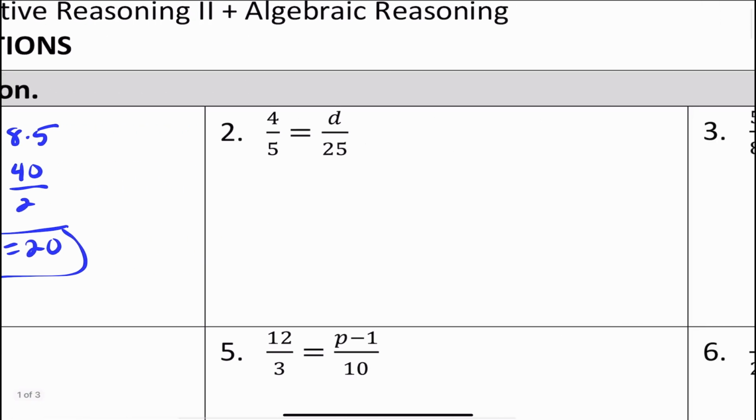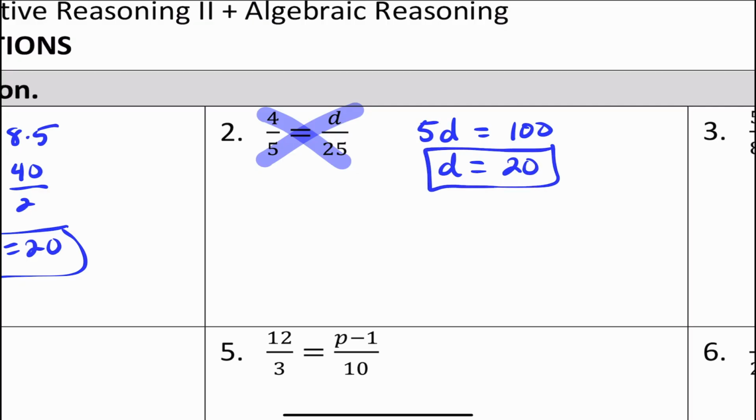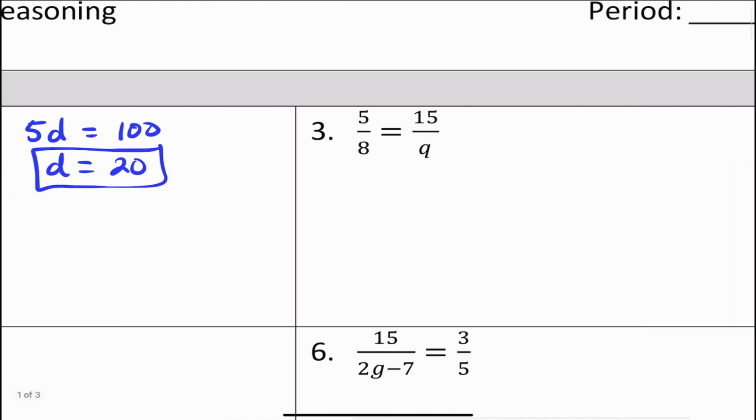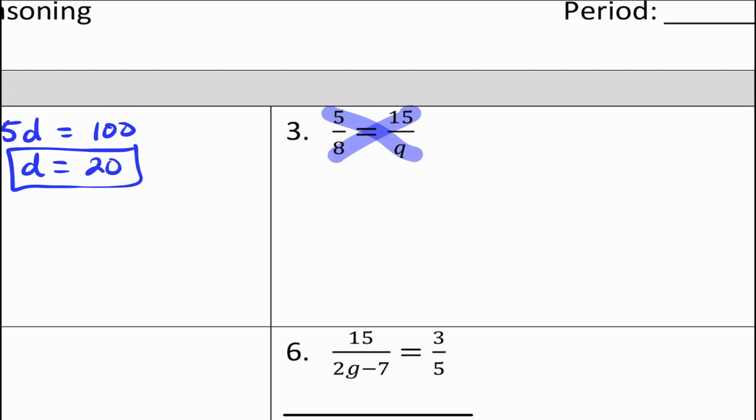Number 2, again, we cross multiply. So we have 5d, and then 4 times 25 is 100. I'm going to divide both sides by 5, and d is equal to 20. So now what we have here is 5q equals 15 times 8. So I have 5q equals 120, and once I divide both sides by 5, I get 24.